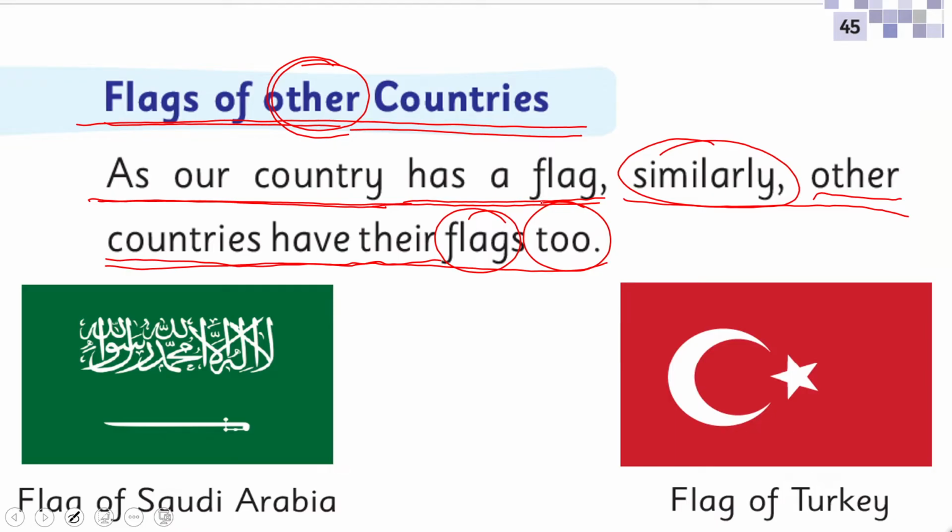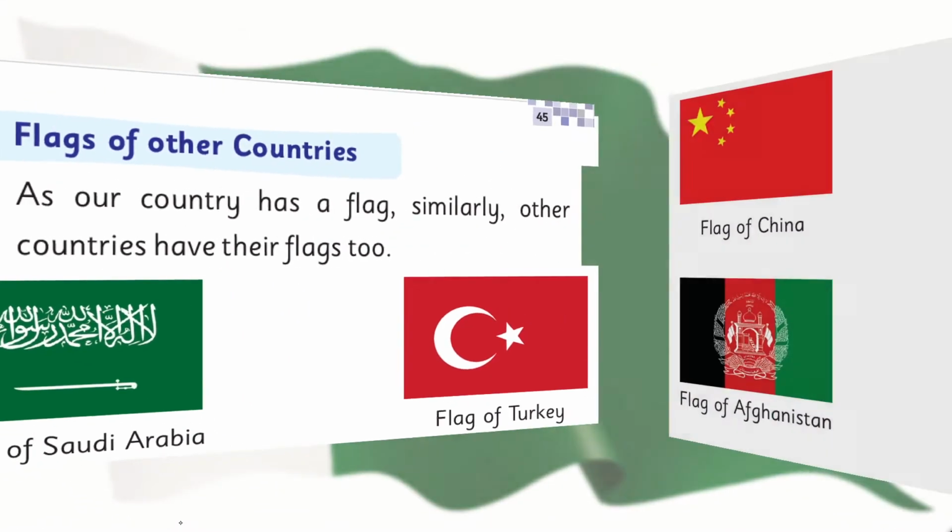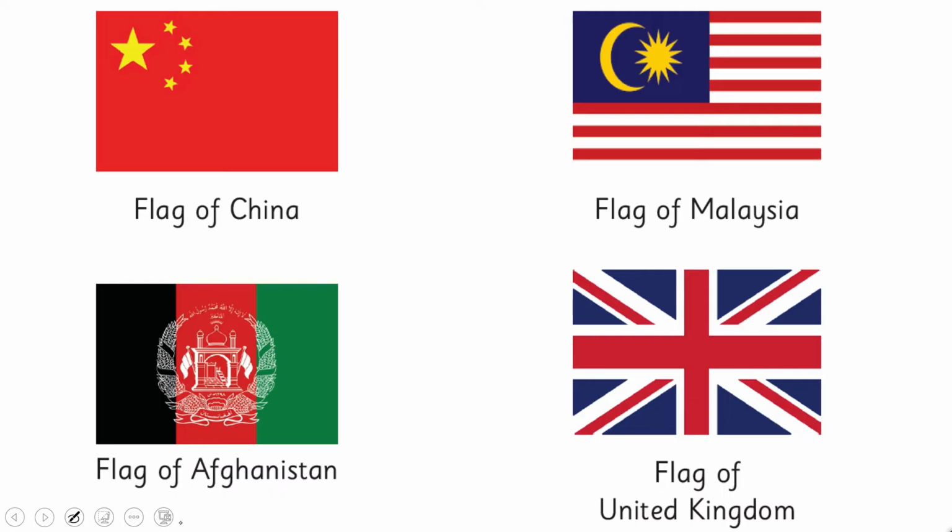Just you can see that this is the flag of Saudi Arabia. Saudi Arabia is a country where people go to perform Hajj, and this is their flag. So whenever you see this flag, you will know that this is representing Saudi Arabia. Now this flag, look at it very carefully, this is the flag of Turkey. So whenever you see this flag, you will know that it is representing Turkey. Now there are some other flags too.